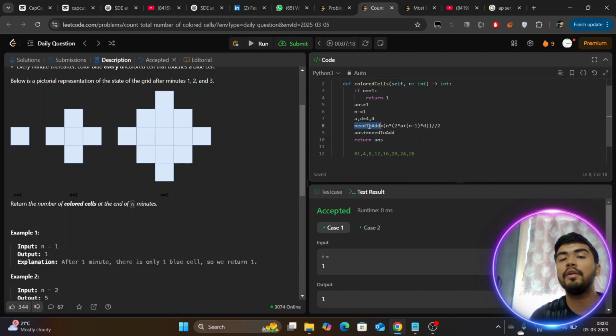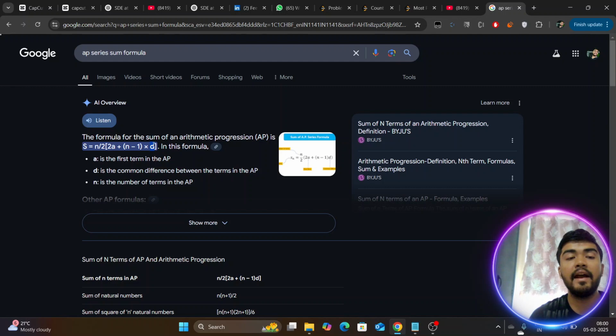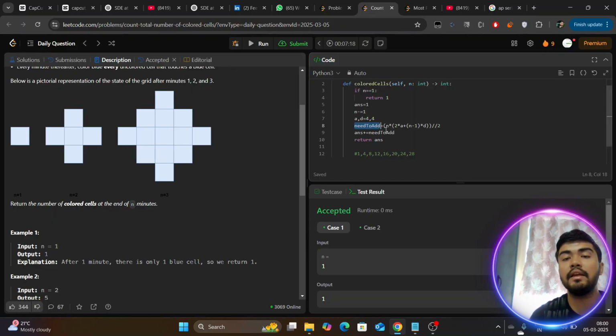Now let's build the formula. The formula states n into 2a plus n minus 1 d, divided by 2. I have written exactly the same formula in the code. In this way we are able to calculate the extra cells we need to add after n equals to 1. That is the extra cells we have to consider. Once we get this, we add it to our answer, and then we just return it. Yeah, that is all about it.